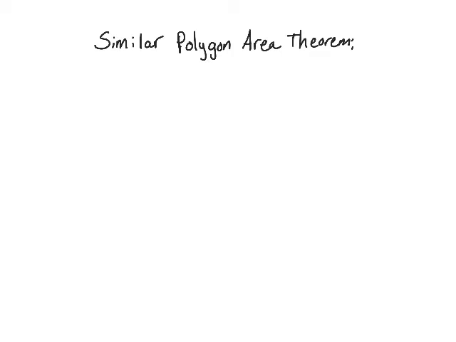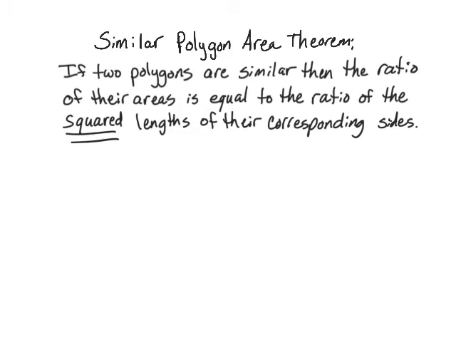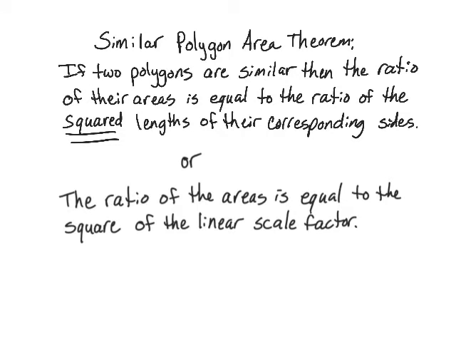So this leads us to our similar polygon area theorem. Here it is. If two polygons are similar, then the ratio of their areas is equal to the ratio of the squared lengths of their corresponding sides. So it's not the same ratio, you have to square it. Another way to write this is the ratio of the areas is equal to the square of the linear scale factor. So you find the regular scale factor and you square the top and you square the bottom, and that's the scale factor for the areas.